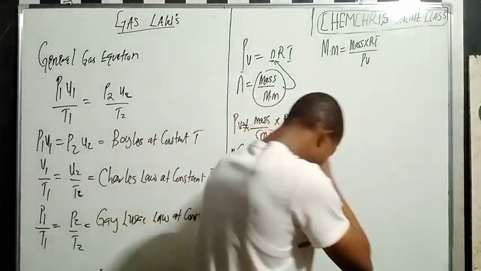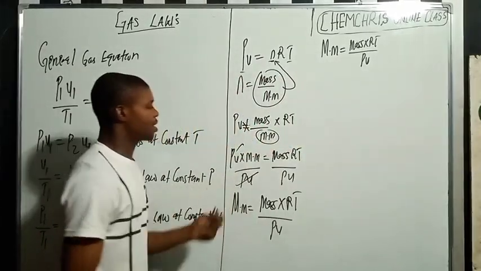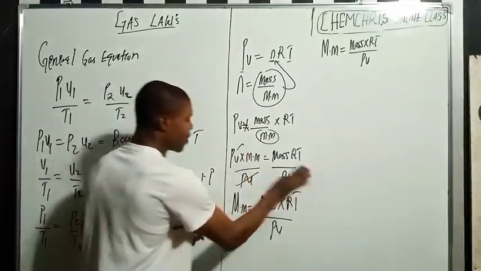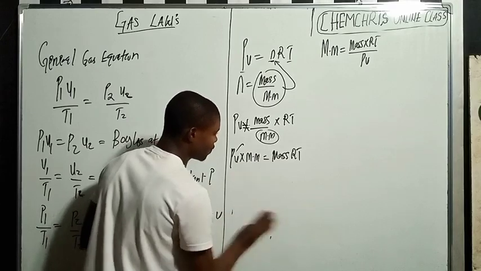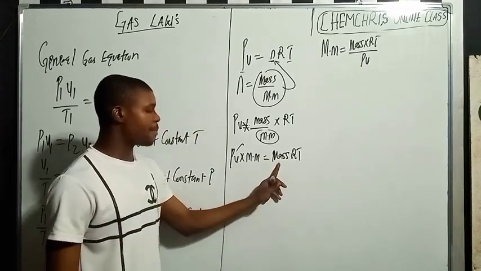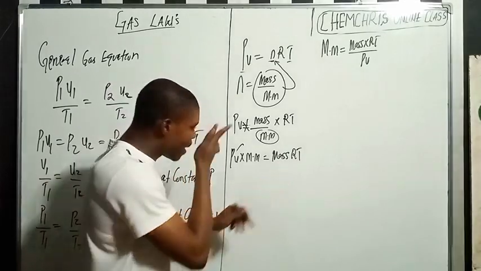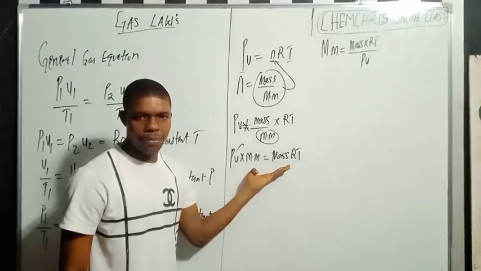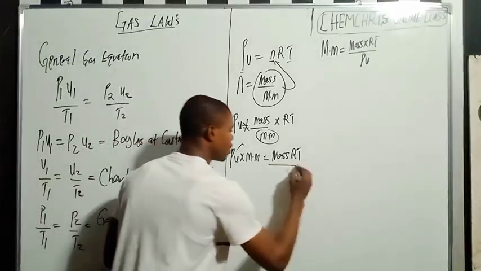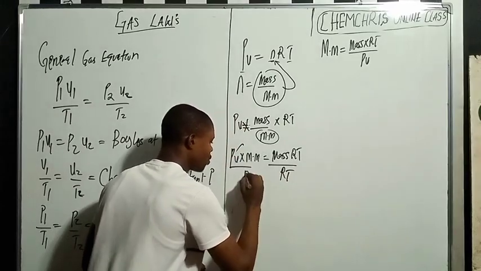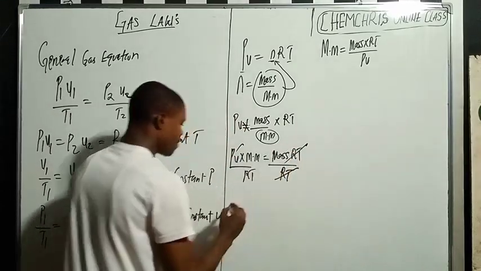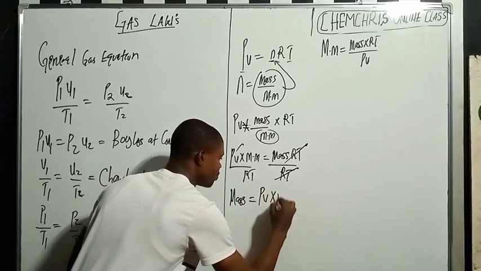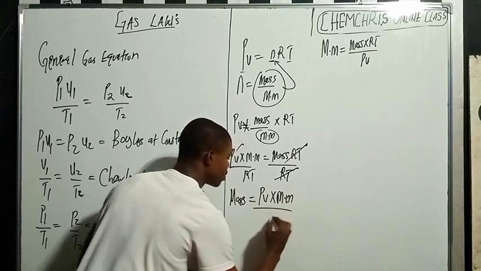Now let's imagine that we are being asked to calculate the mass of the gas, not the molar mass again. If you are asked to calculate the mass of the gas, I'm going to make mass the subject of the formula. I will divide both sides by RT, so it will cancel out. So my mass of the gas equals PV times the molar mass over RT.